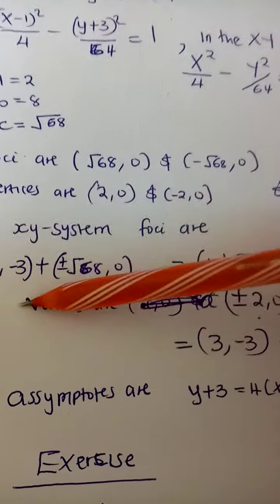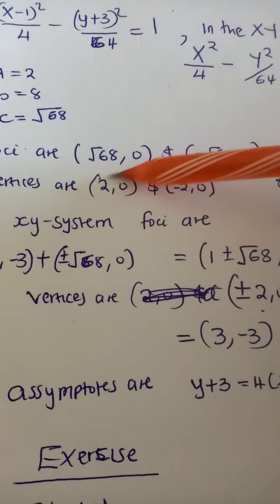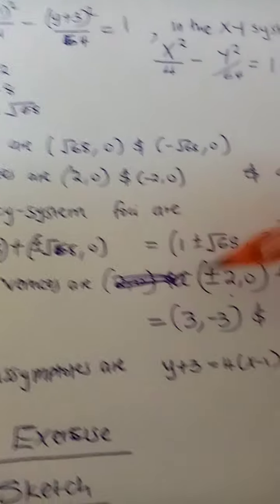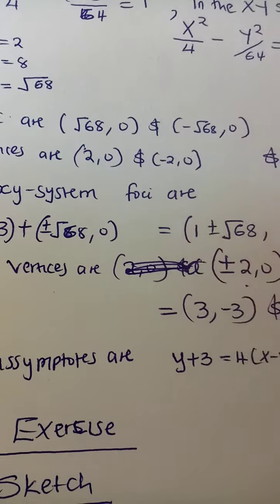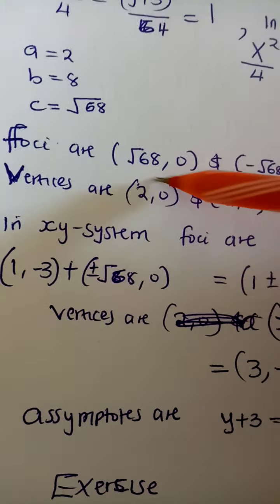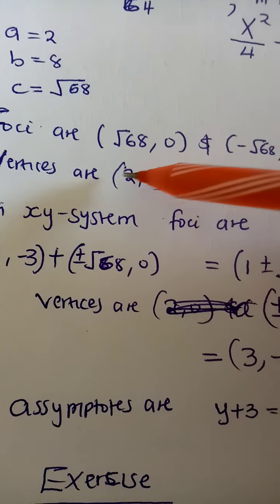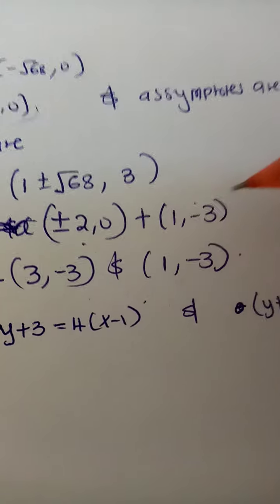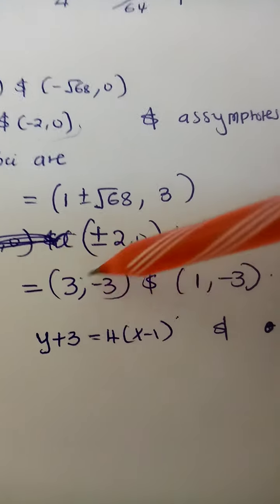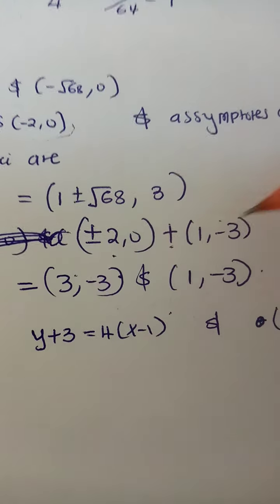So to get the foci, it will be equal to the origin plus the foci which we have obtained here. And this will be equal to 1 plus or minus root 68, minus 3. The vertices will be what we have obtained as our vertices, which is plus or minus 2, 0. Then we add our origin, which was 1, minus 3. So this will give us 3, minus 3 and minus 1, minus 3.